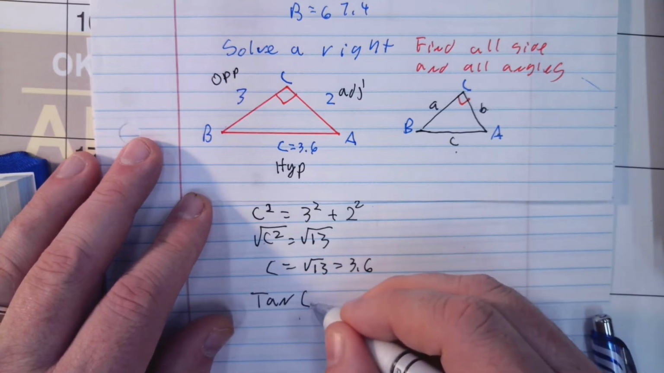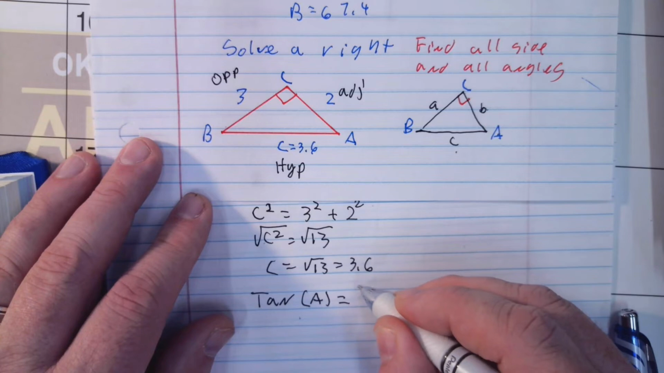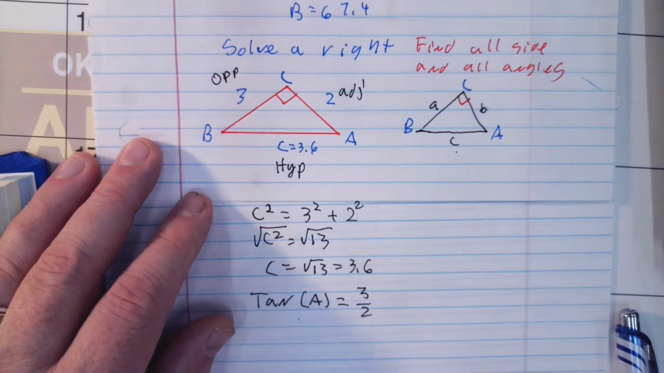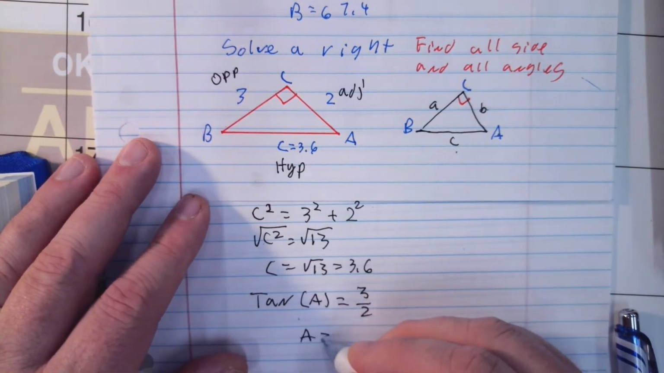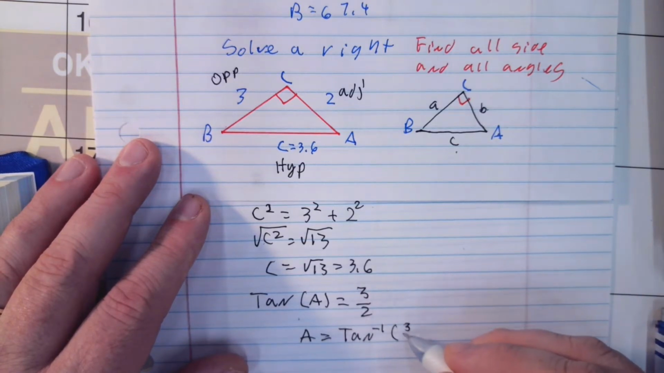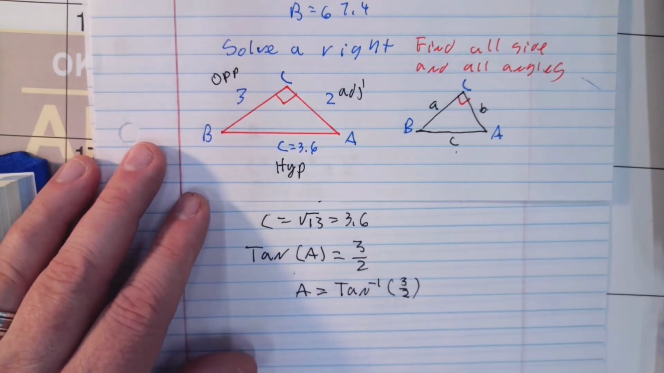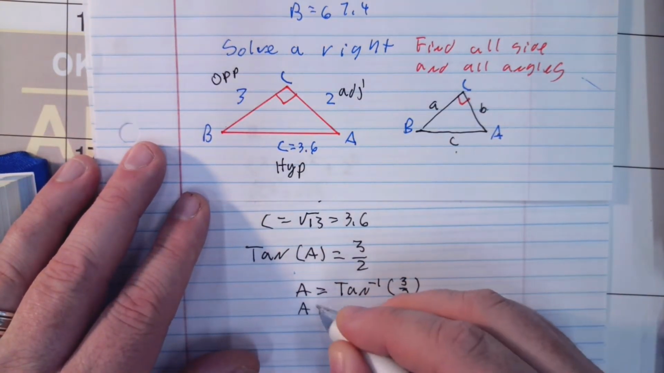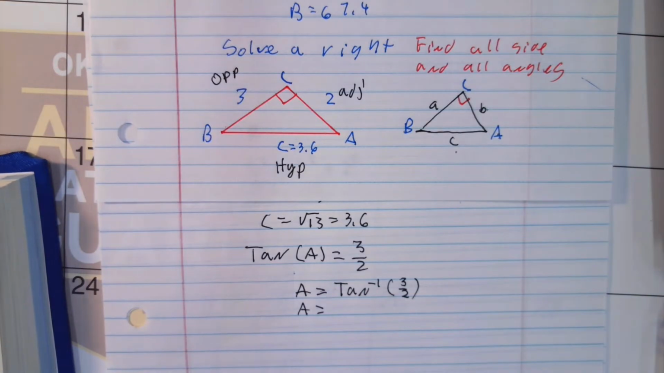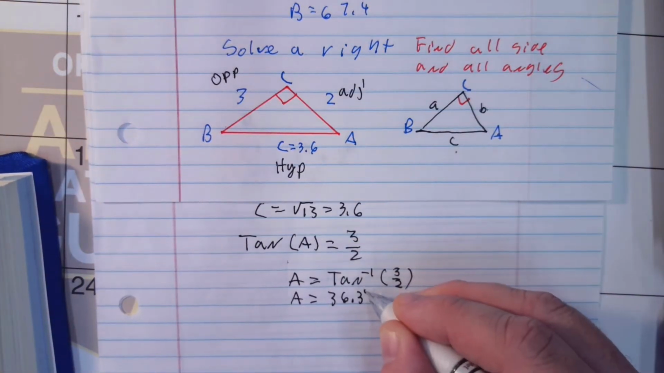So tangent of A is going to equal opposite over adjacent. What's the one step? A equals tangent inverse 3, 2. You put that in the calculator, you're going to get A. What is A? 36.3 degrees. Is that true?